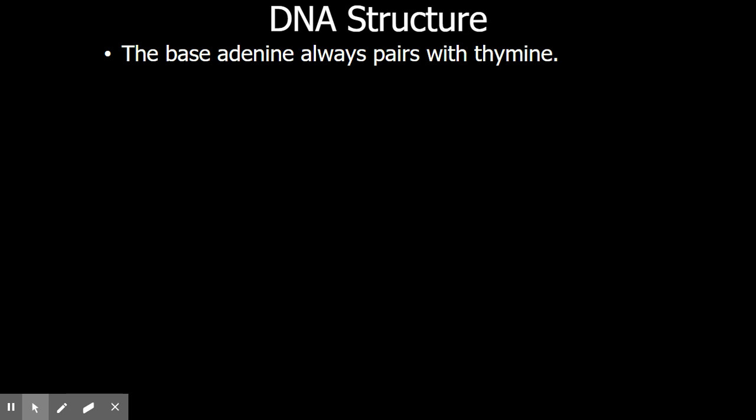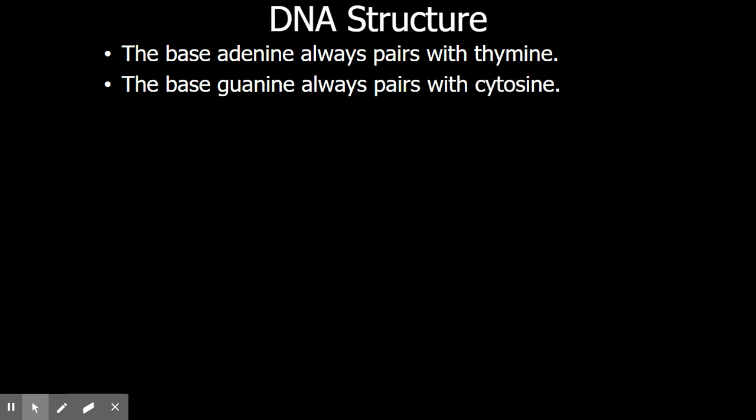So this part is important. The base adenine, so A, always pairs with thymine, T. The base guanine always pairs with cytosine. There's 2 ways that you can remember that. Okay, so the first way, my first group of students made it up. So they said ATGC, at Golden Corral. So I don't know why they like Golden Corral, but that was just how they remembered it.